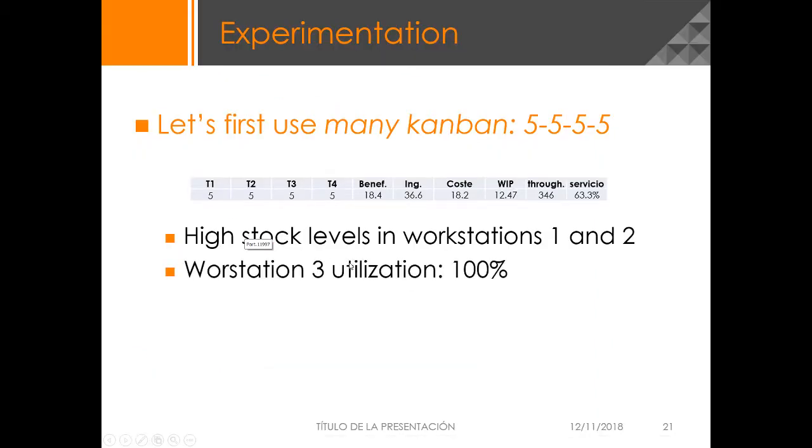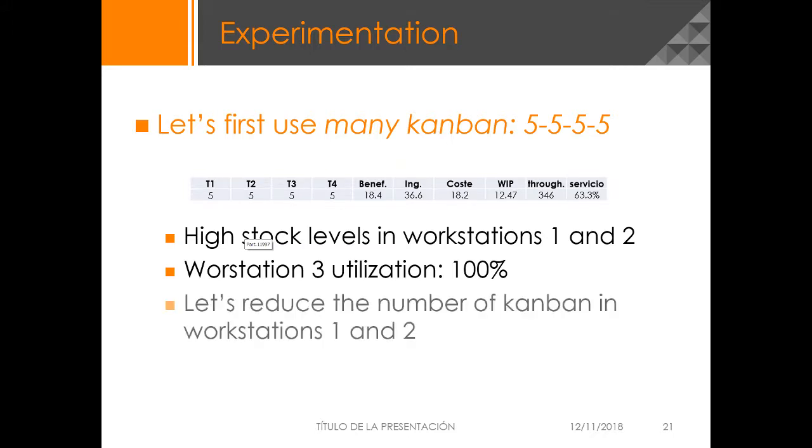Okay, we also have workstation that works all the time, and we might think about reducing the number of Kanban in workstations 1 and 2 because we don't need that many number of Kanban. So we might be able to provide a service level which is as good as the one we have right now, but we have less Kanban in stations 1 and 2, and due to that we would have less stock cost. So we would be making the same benefit, roughly the same, and we have a smaller cost, which is good for the performance of the system.